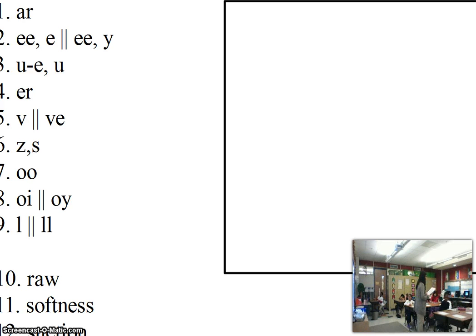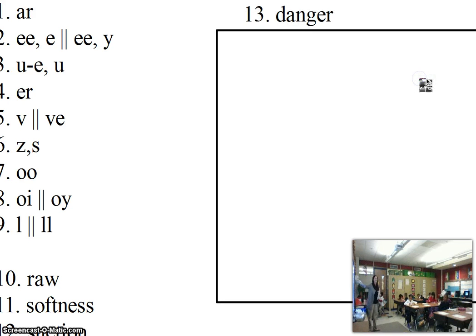Let's practice spelling some sight words. Put your finger next to number 13 and spell the word danger. Danger. D-A-N-G-E-R. Yes! Danger. Suction. Look at the bottom of the screen. S-U-C-T-I-O-N.